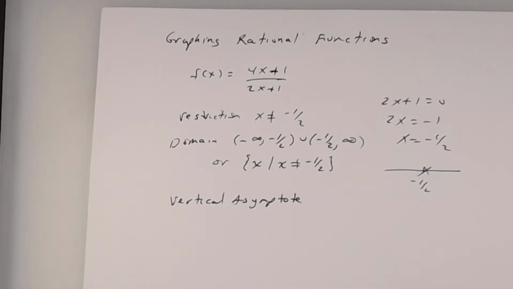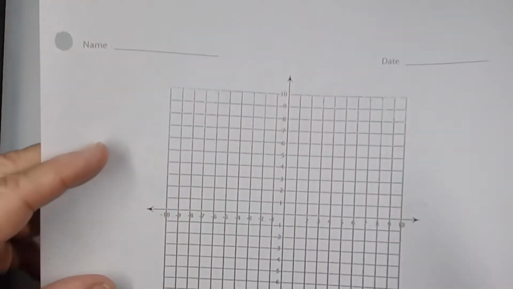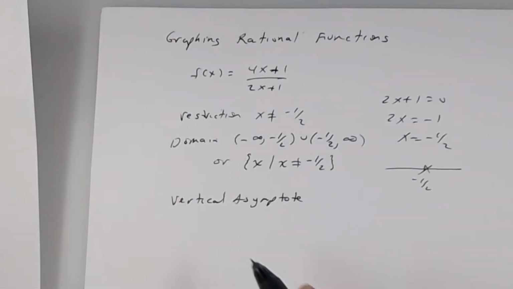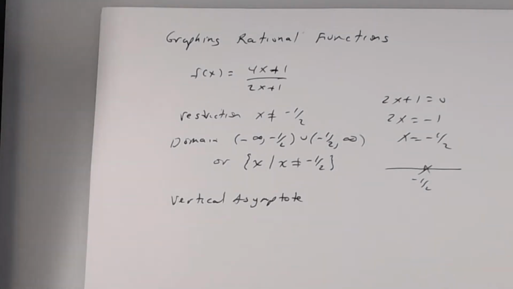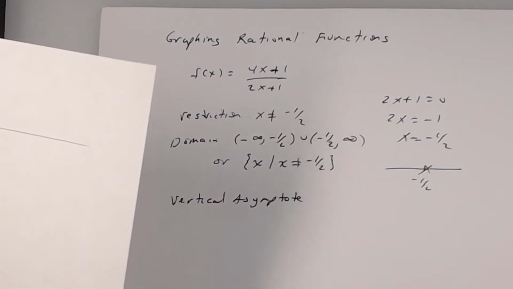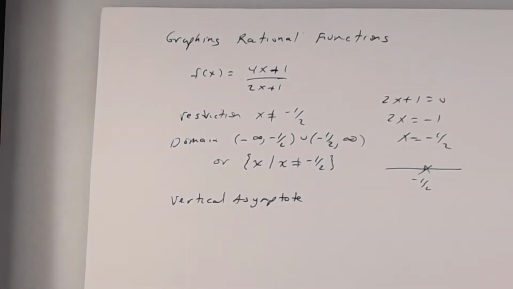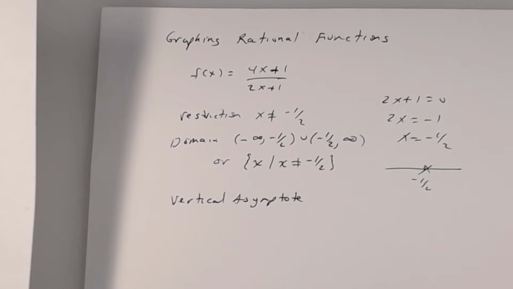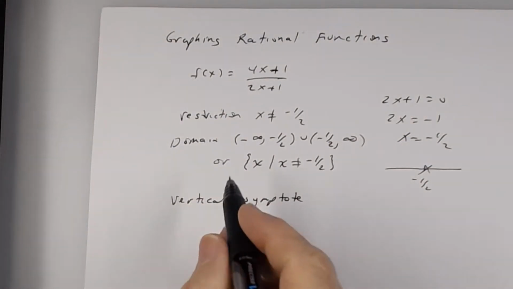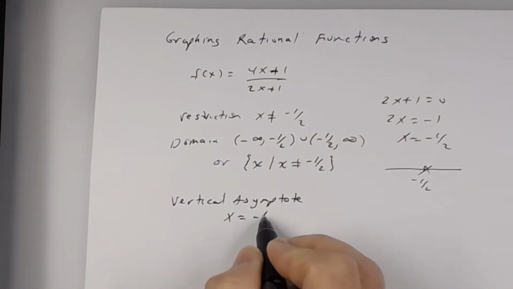So your vertical asymptote indicates that that's not part of your graph. That x value is not part of your graph. It's not part of the domain. So when you take out your grid paper, you're going to draw a vertical line, just like you did with the axis of symmetry. It'll be a dotted line, just like you did with the axis of symmetry. So your vertical asymptote is going to be x equals negative 1/2.